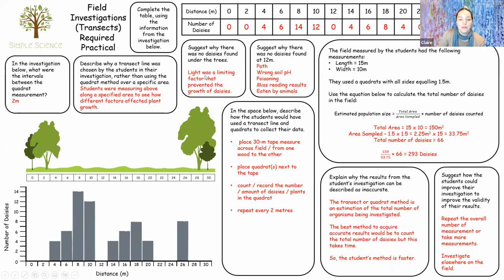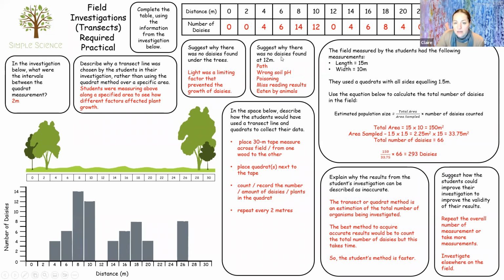And how different is the light? So suggest why there are no daisies found under the tree. This is where your biotic and abiotic factors come in. You need to link in your photosynthesis for plants.